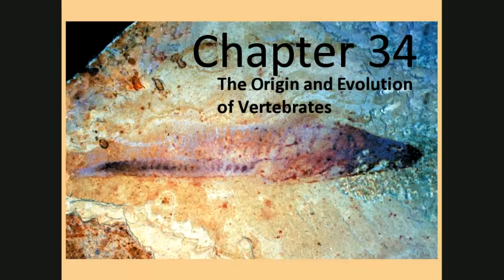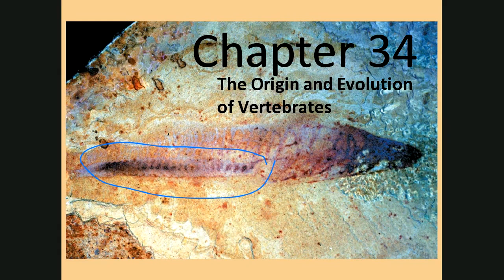All righty, folks, chapter 34, last chapter. Here we are. We're going to be talking about the origin and evolution of the vertebrates. And you see one in the fossil record quite clearly. What we have here is a spinal column. So this is going to be the big difference that we see in these critters.